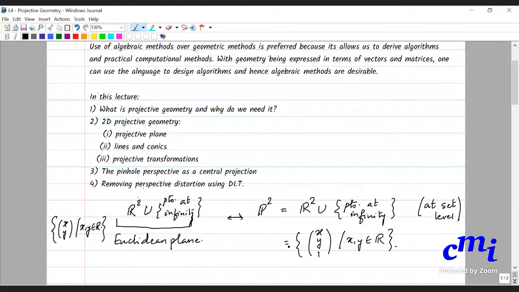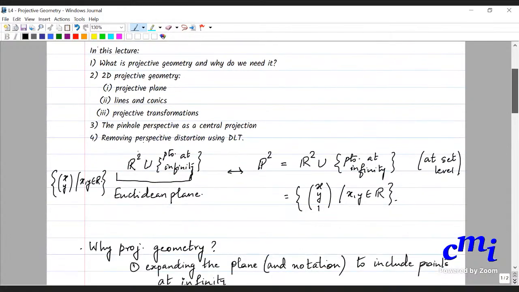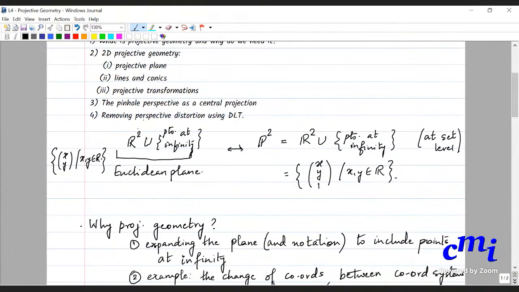So now let's take a closer look at why we need to do all this. Why do we need projective geometry? One reason is expanding the plane and the notation to include points at infinity. That's what I was just describing here.